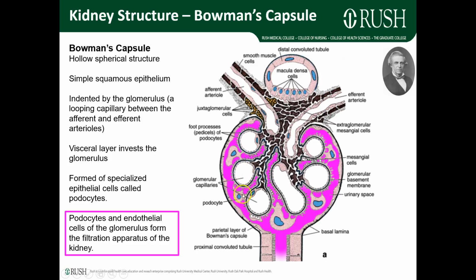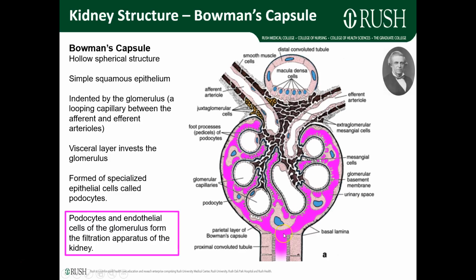So the urinary space is being highlighted here in purple. This is where the urine is first filtered from the capillaries of the glomerulus through the membrane, which we will see in a minute, and then into the urinary space here.